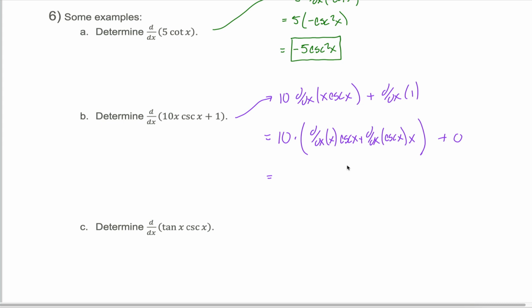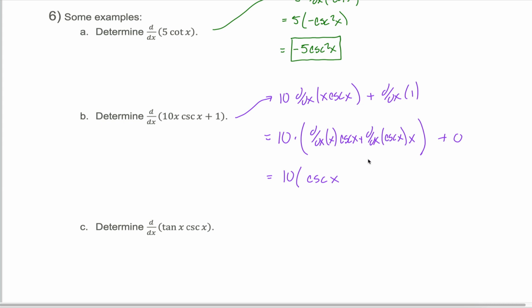I still got some d over dx symbols, so I still got some work to do. I got 10 times the derivative of x, which is just 1. 1 times cosecant of x is just cosecant of x, plus the derivative of cosecant of x. Maybe think back to your list, see if you have this memorized. For what it's worth, I have memorized that the derivative of secant is secant times tangent, and from there I remind myself that cosecant is cosecant times cotangent, except it's negative.